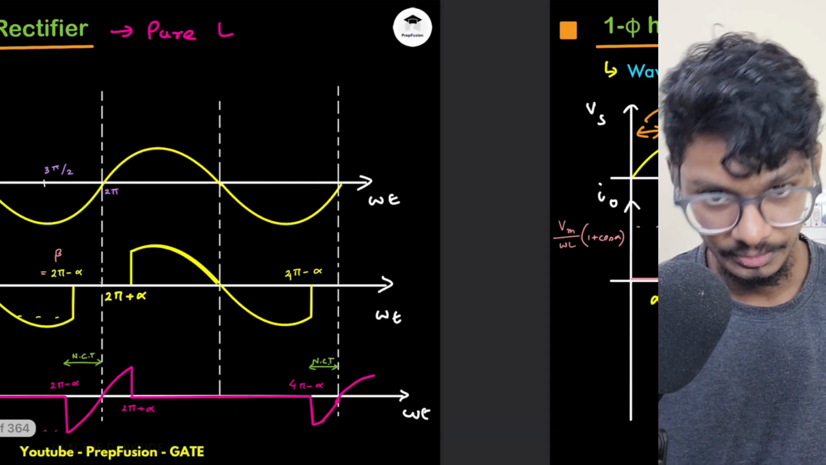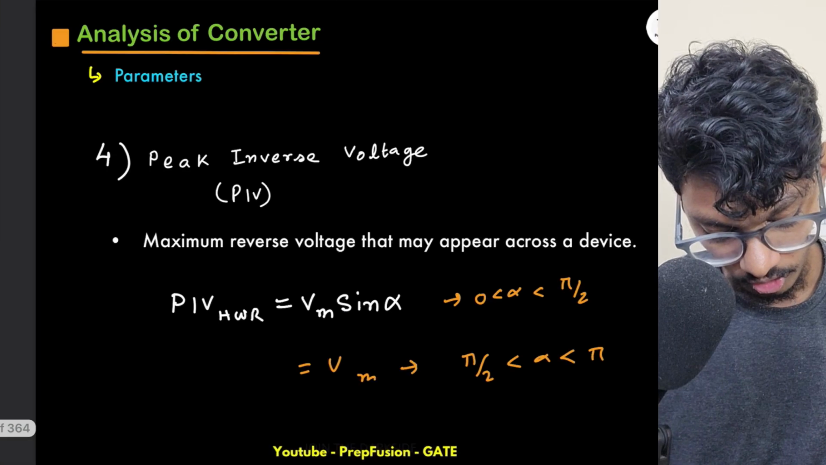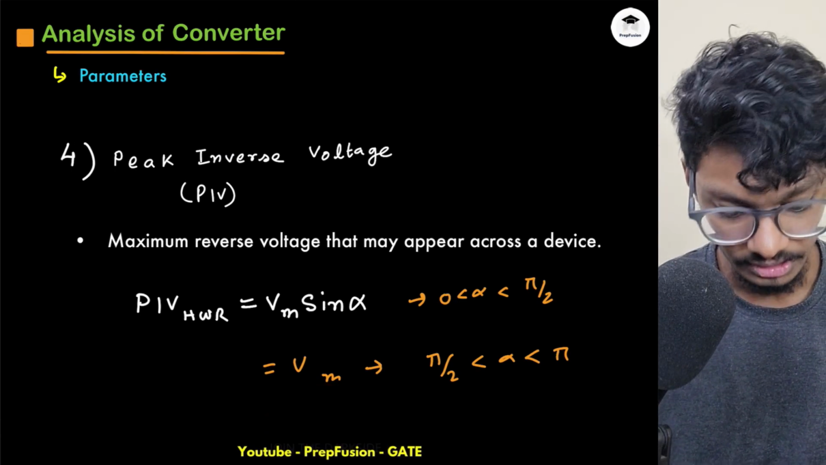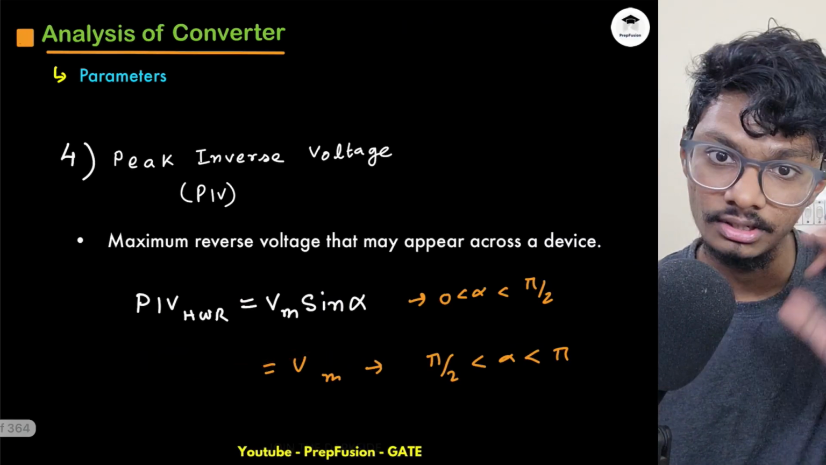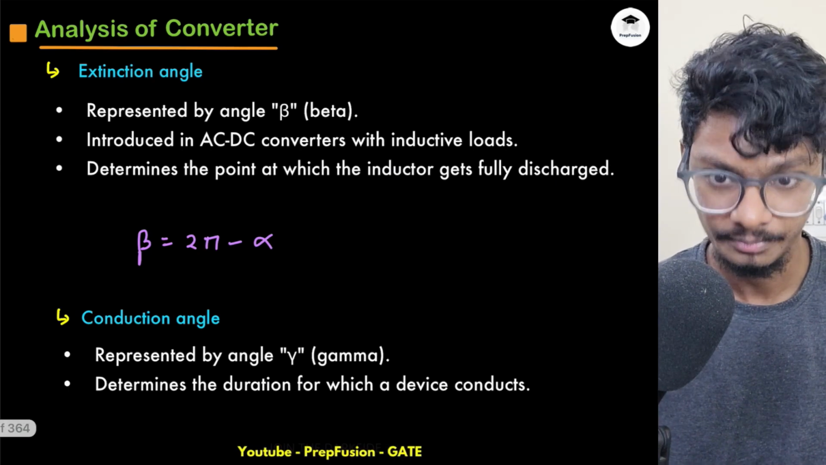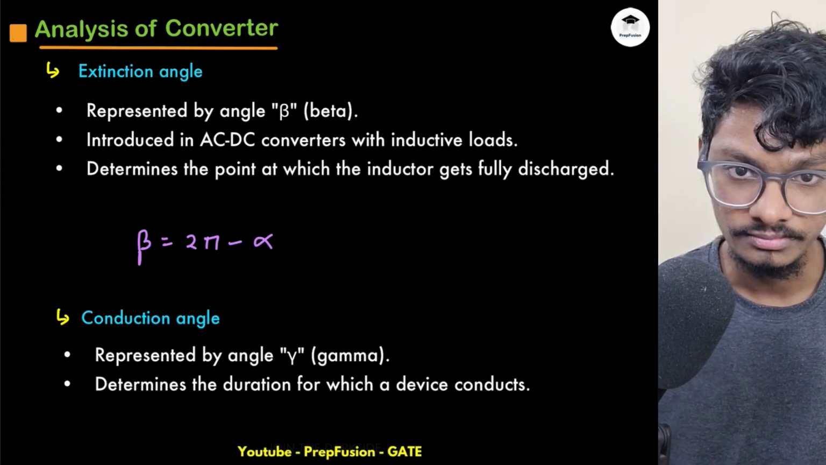So obviously peak inverse voltage will change. It will not be equal to Vm sin alpha, it will simply be equal to Vm, right? Peak inverse voltage, I've explained in my prerequisites what it means. And there are a few new terminologies here.